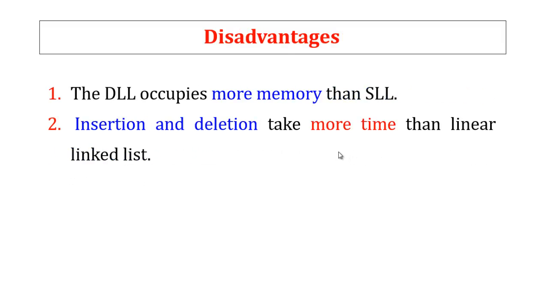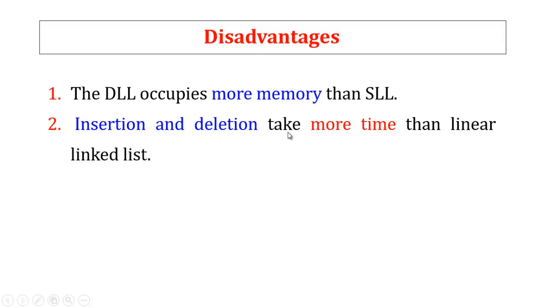Okay, and the disadvantages. A DLL, that is a doubly linked list, occupies more memory than a singly linked list. Why? Because a doubly linked list has three fields: one is called the previous field, then the data field, and the third one called the next field. When you compare the memory with a singly linked list, it has only two fields. One is called the data field, and the other is called the address field or link field. That is the first drawback in a doubly linked list.